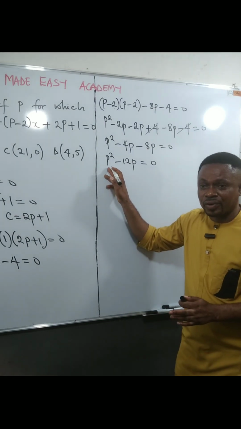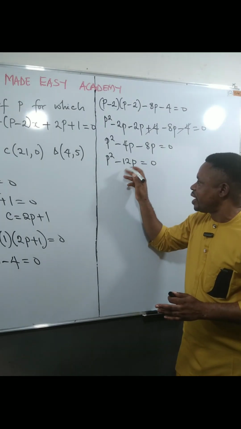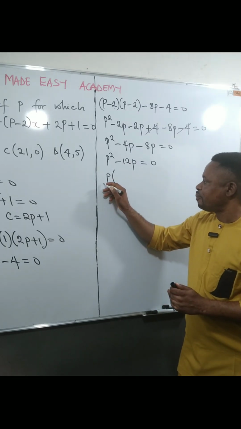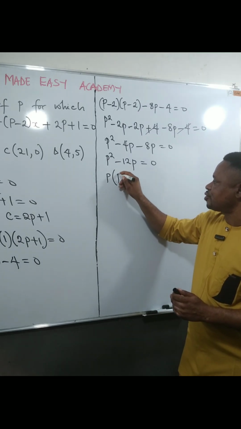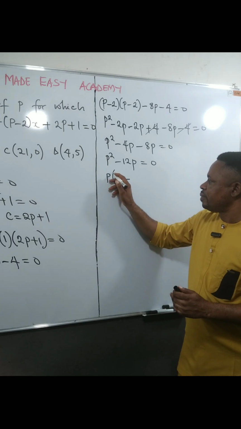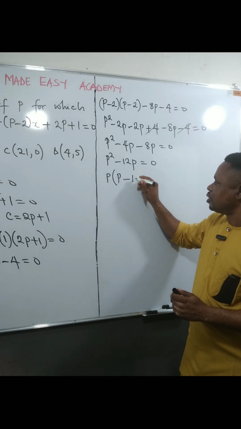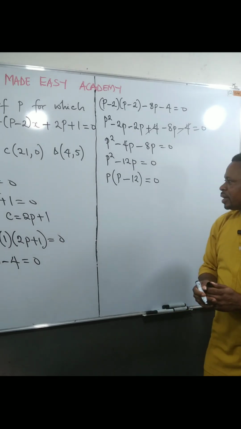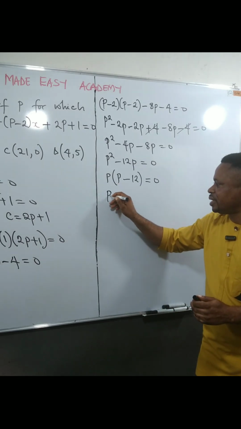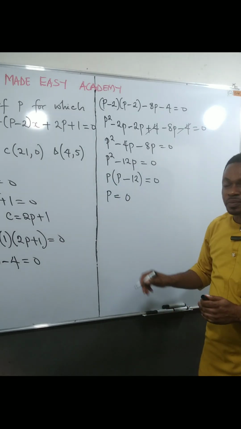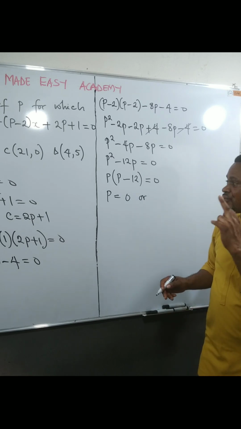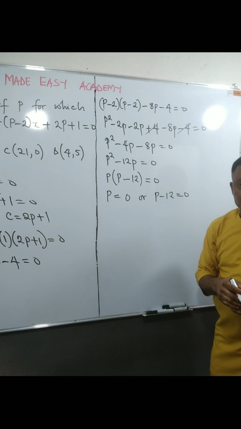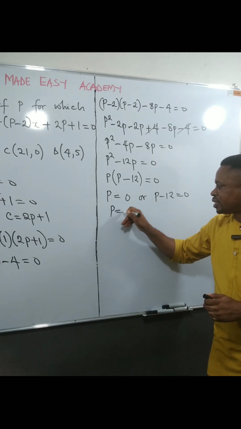So I can now factorize. What is common between these two values? It is p. Then open the bracket. When p cancels p, it is left with p. Then minus. When p cancels p, it remains 12. Close the bracket, everything should be equal to 0. Can you now see that? I would now say p should be equal to 0. Are you with me now? Or we are expecting 2 answers. I would say p minus 12 is also equal to 0.